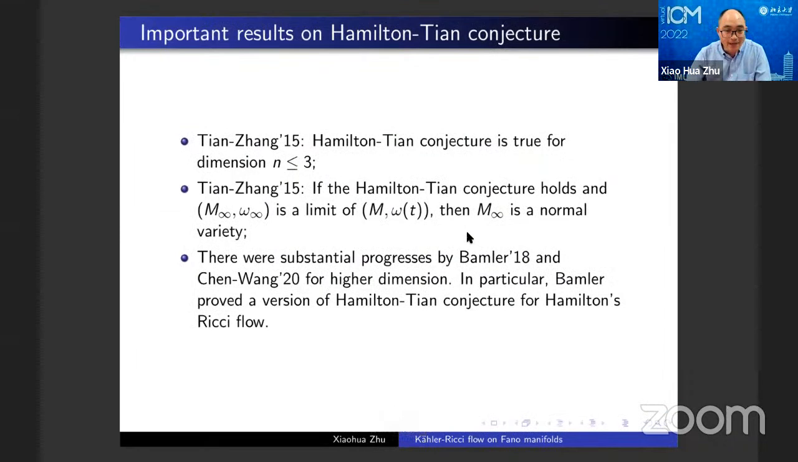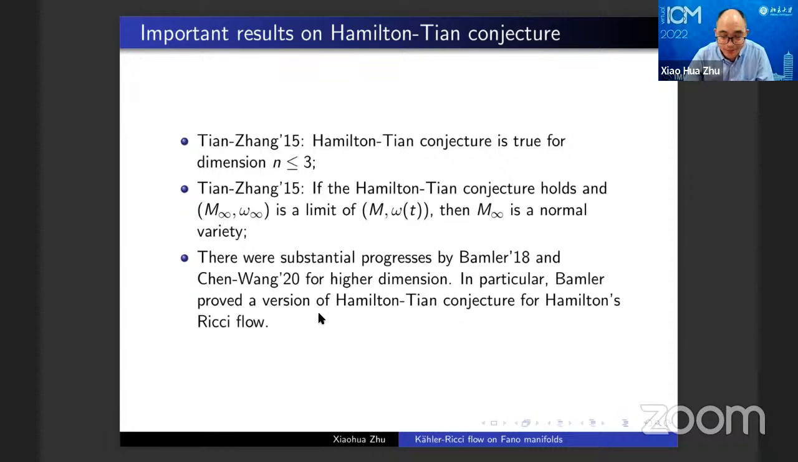So there are important results on the Hamilton-Tian conjecture. In dimensions less than or equal to three, in fact, Tian and Zhang proved the conjecture. And they also prove the limit has an algebraic structure. This M infinity is actually a normal variety. And in the general case, the conjecture was proved by Bamler and Chen-Wang independently. In particular, Bamler also proved a version of the Hamilton-Tian conjecture for Ricci flow in the Kähler case.